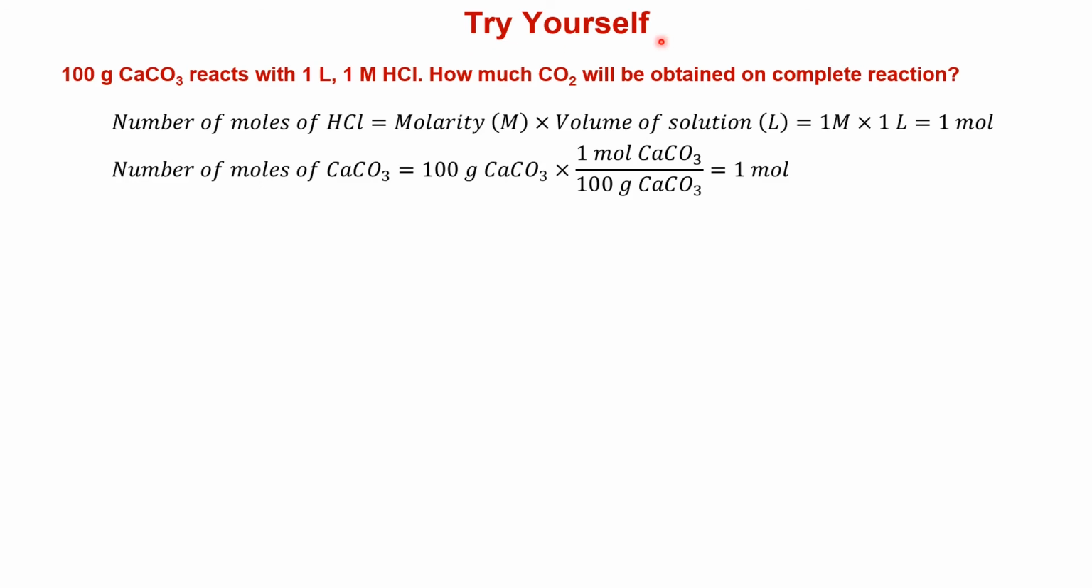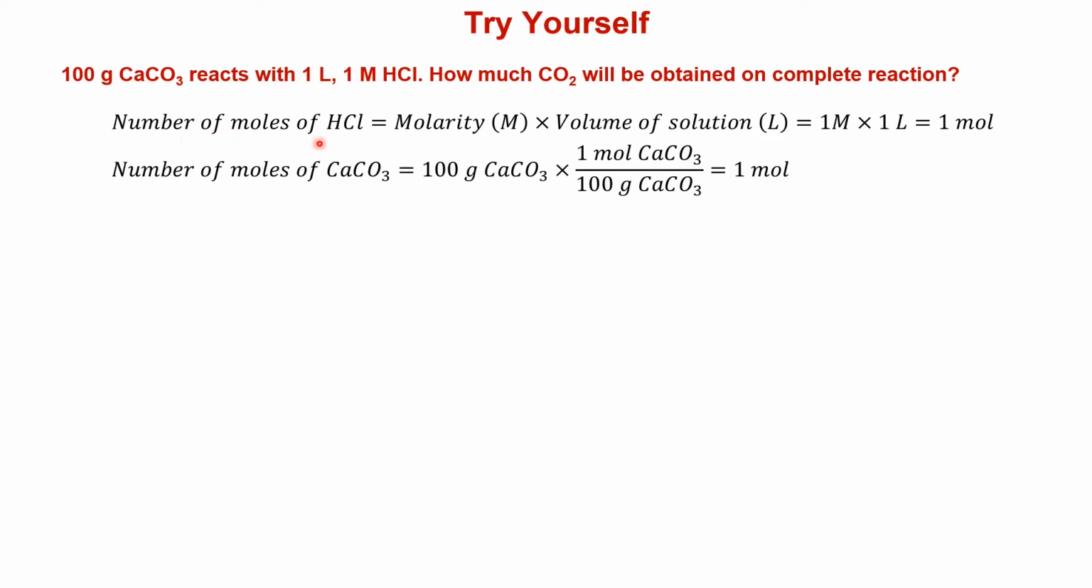Try this question yourself. This question is: 100 gram CaCO3 reacts with 1 liter 1 molar HCl. How much CO2 will be obtained on complete reaction? So there is a reaction going on between CaCO3 and HCl, and we need to calculate how much CO2 would be obtained on complete reaction. What we will do is calculate the number of moles of CaCO3 as well as HCl, and then we will compare the number of moles to find how many moles of CO2 would be formed.